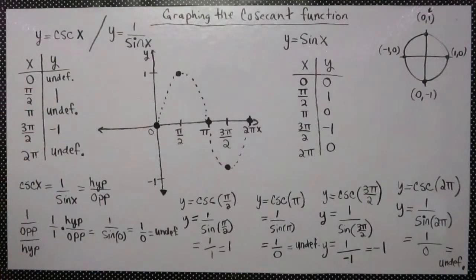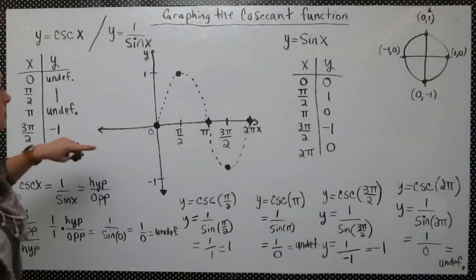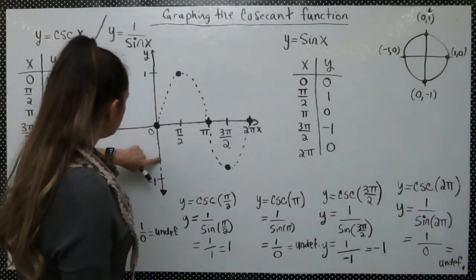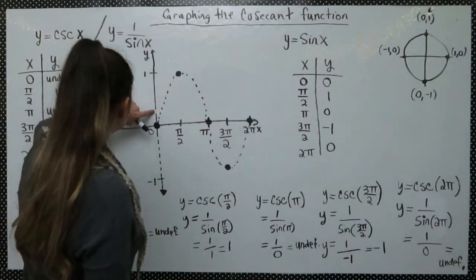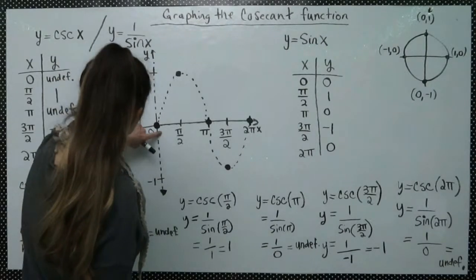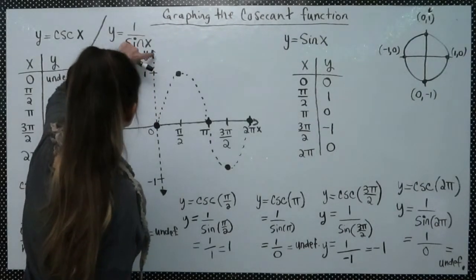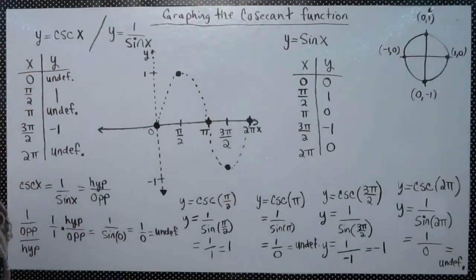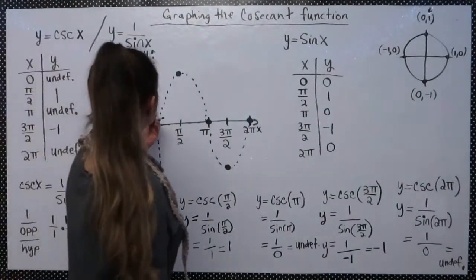So what's going on here is we're having all of these undefined values at these locations on our graph. So we're going to have to partition our graph at all of those values. There's one here on the origin, right here on the y-axis, so we're going to dash that. I'm trying to get all these dashed. There's another undefined value at pi.